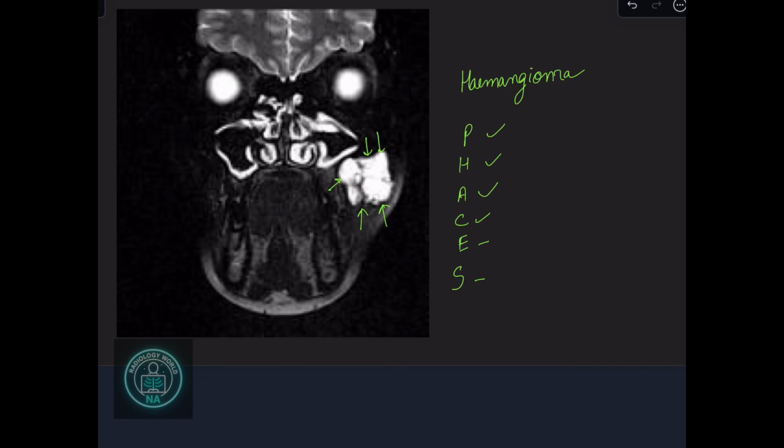They will give you this classical T2 hyperintense lobulated image, or they can show you a T1 post contrast image that will show very avid contrast enhancement. You can also sometimes be shown some phleboliths. If they give you these, these are nothing but calcified phleboliths, which are also commonly tested in hemangiomas. So this is a classical spotter image of facial hemangioma.